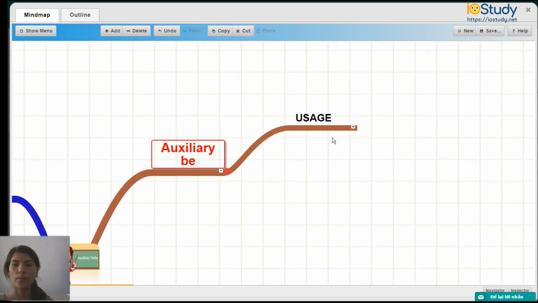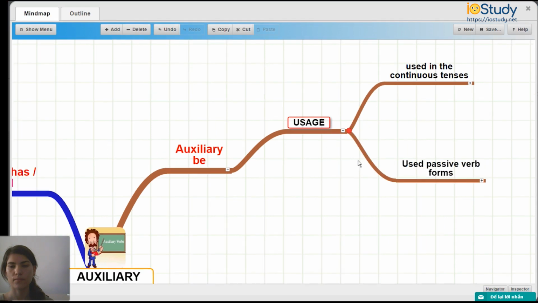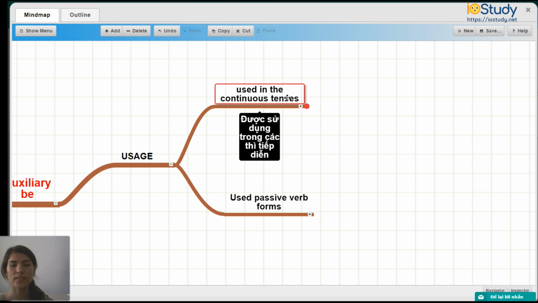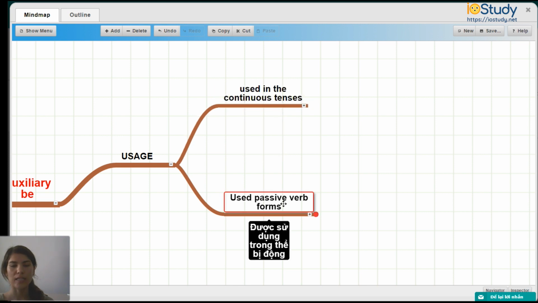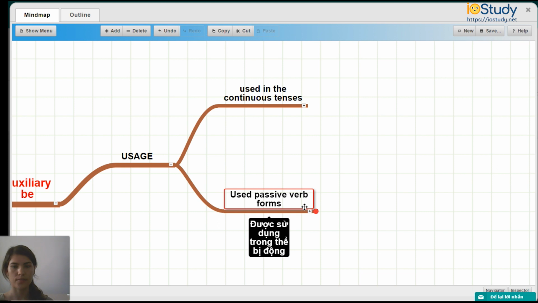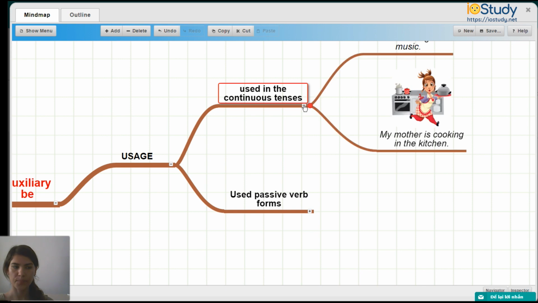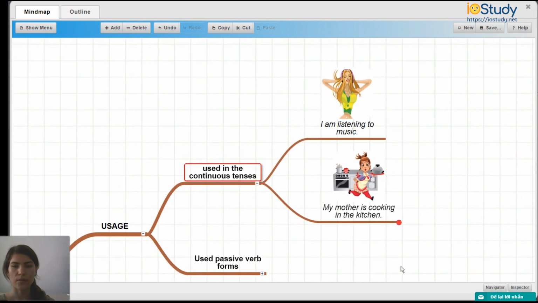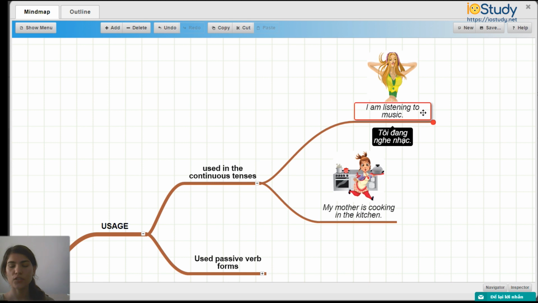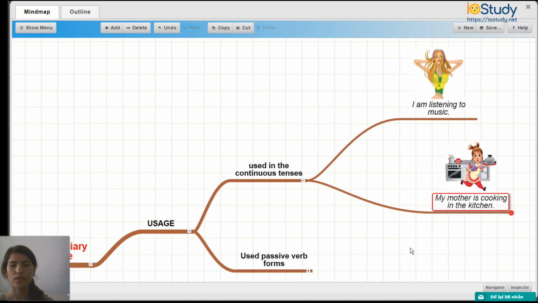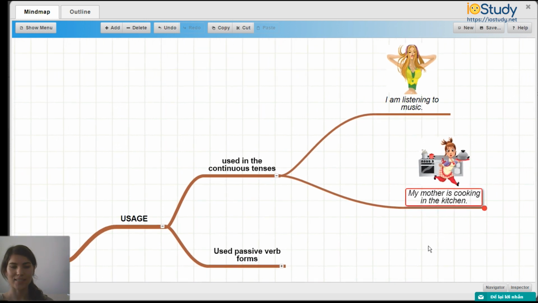So we use the verb be in two instances. We use be in the continuous tenses, and we use be in the passive verb forms. So let's look at using be in the continuous tenses. For example, I am listening to music, and my mother is cooking in the kitchen. So as you can see here, we're using the auxiliary of be in the continuous tenses.